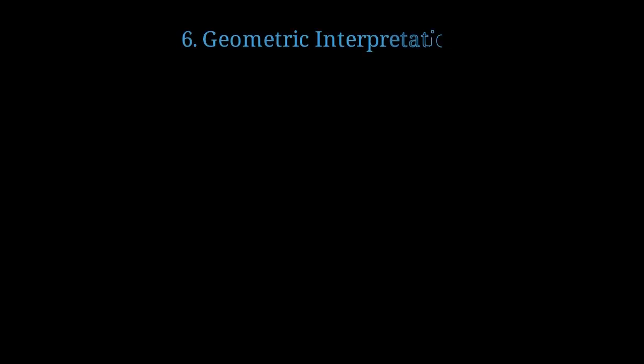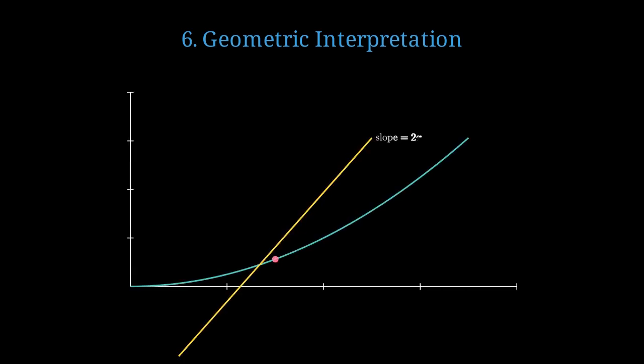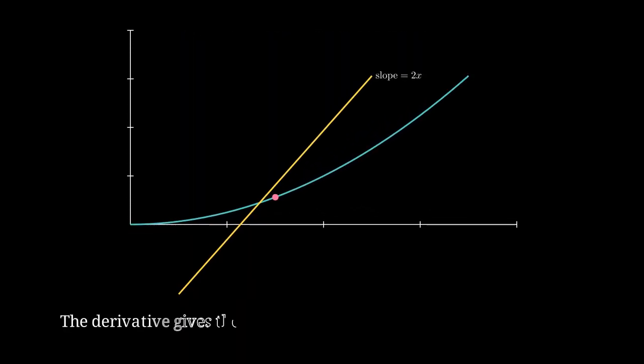Let's visualize what this derivative tells us geometrically. At any point on the parabola, the tangent line's slope equals 2x, telling us how steep the curve is at that exact location. The derivative at each point gives us the slope of the tangent line at that point.